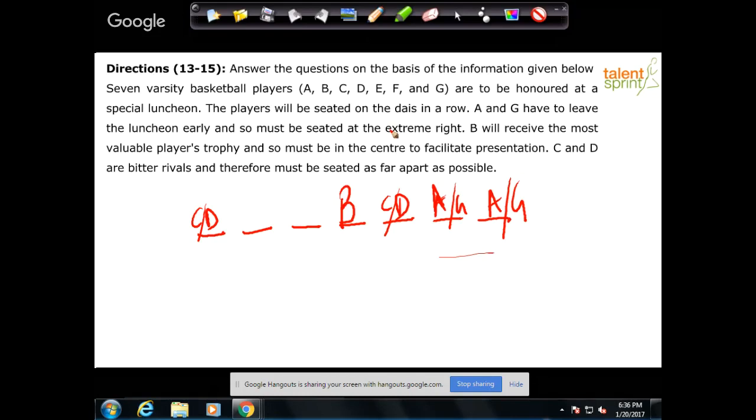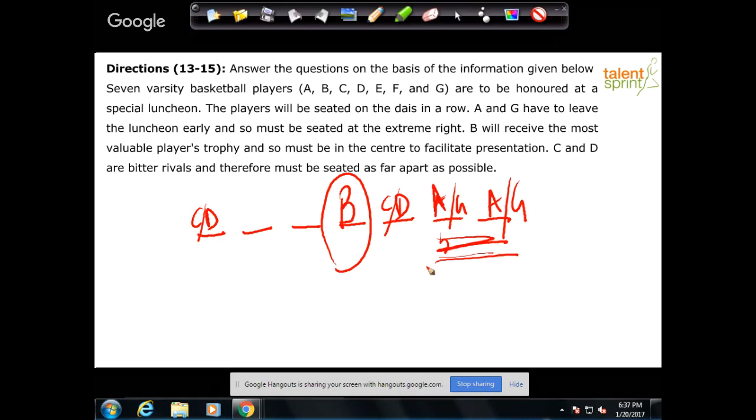Let's read once again. 7 people sitting in a straight line. A and G have to be seated to the extreme right. Extreme right would mean these 2 positions. They could be sitting at either place. B has to be in the middle, which is where he is sitting. C and D have to have the maximum possible distance between them, which we have put them at.